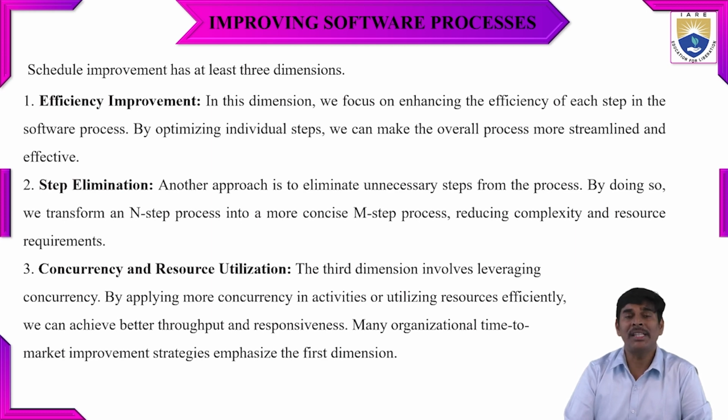Many organizations are going to check the time to market improvement. They are going to verify the strategies of the market, and how they are going to improve these different types of techniques from the starting. So efficiency of the improvement from the starting numbers. These are the main steps to improve the schedule by considering these three dimensions.